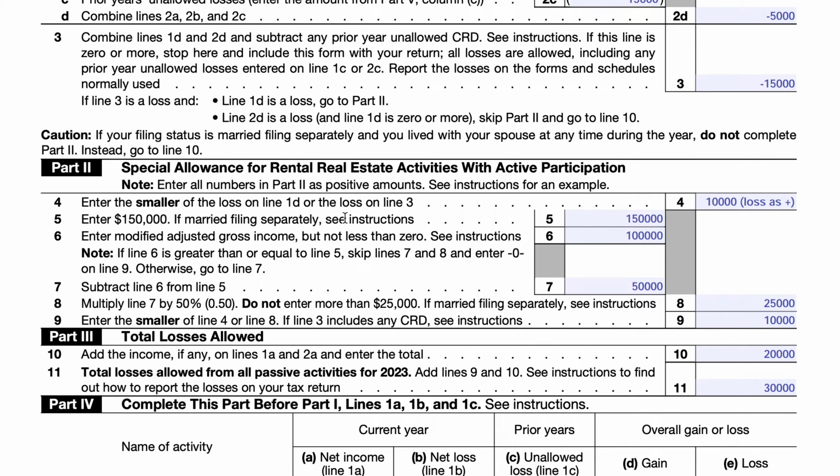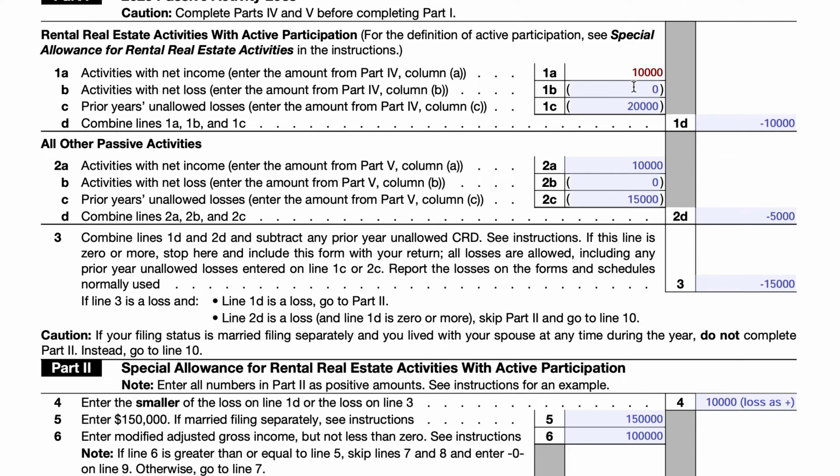So we have to calculate the special allowance for rental real estate activities with active participation. And it says enter all numbers in part 2 as positive amounts. So the smaller of the loss on 1D or line 3, so that would be this.